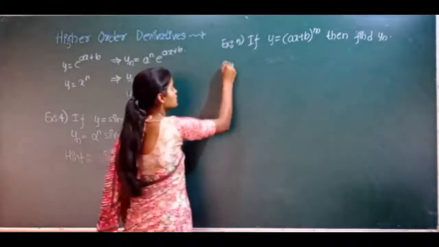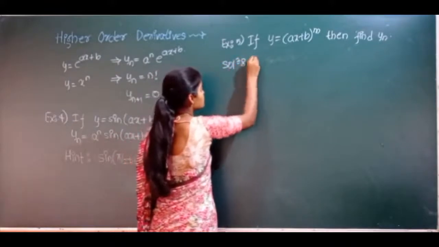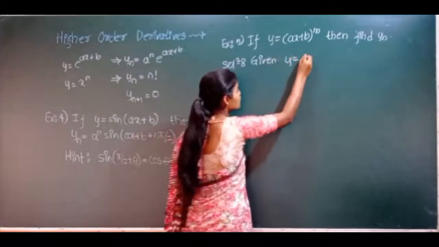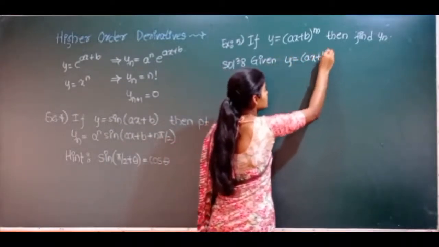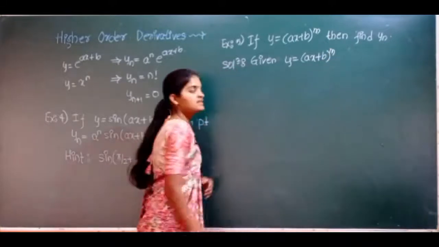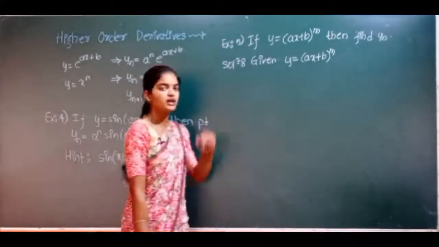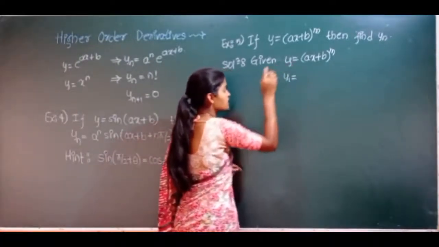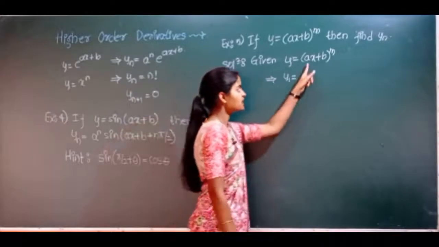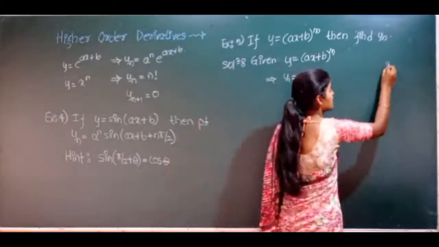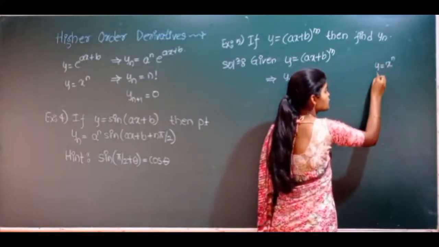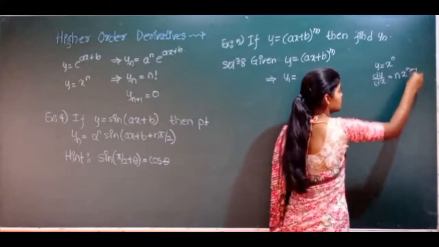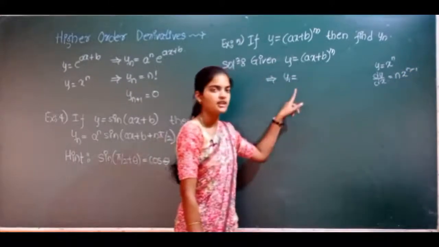In the solution, again the first step is to write what is given: given y is equal to ax plus b raised to m. This is our given function now. Again, what do we have to get? The first derivative. So that implies differentiate y with respect to x. Here it is in the form of x raised to n. If y is equal to x raised to n, what do we get for dy by dx? n into x raised to n minus 1. That formula we are applying here.